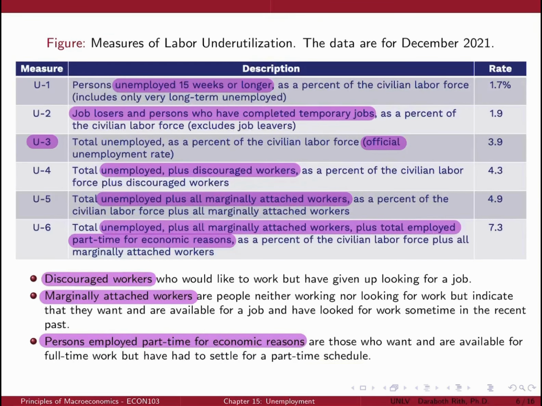Please also note that discouraged workers are the individuals who would like to work but have given up looking for a job. Marginally attached workers are the people who are neither working nor looking for work but indicate that they want and are available for a job and have looked for work sometime in the recent past. Persons employed part-time for economic reasons are those who want and are available for full-time work but have had to settle for a part-time schedule.